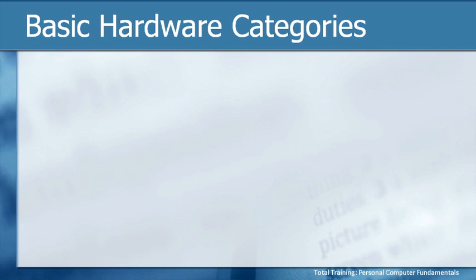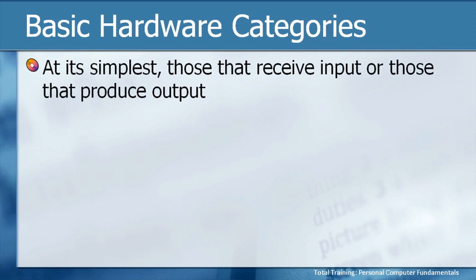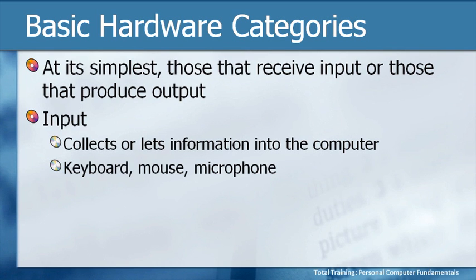Now I know things can get very difficult very quickly, so let's keep it very generic and very simple. Let's start with the concept of something like in and out. At its simplest, hardware are things that receive input or those things that produce output from a computer. So there we go, in and out. Input is something that collects or lets information into the computer. This can be something like a keyboard, a mouse, or a microphone. You type onto the keyboard and it puts letters into the system. You have a microphone and you speak into it, and that can either record your voice, or sometimes computers can recognize voice commands and you can actually make the computer do something by having microphone input.